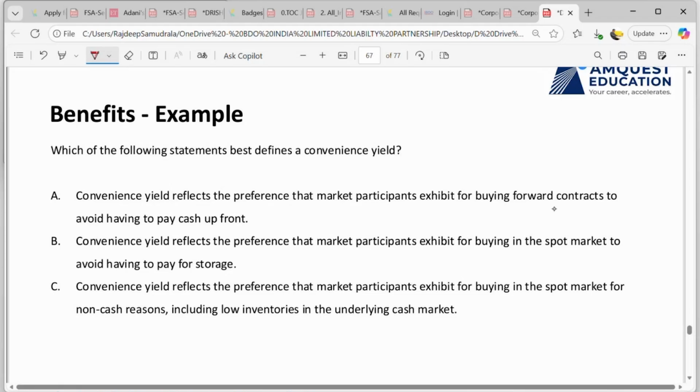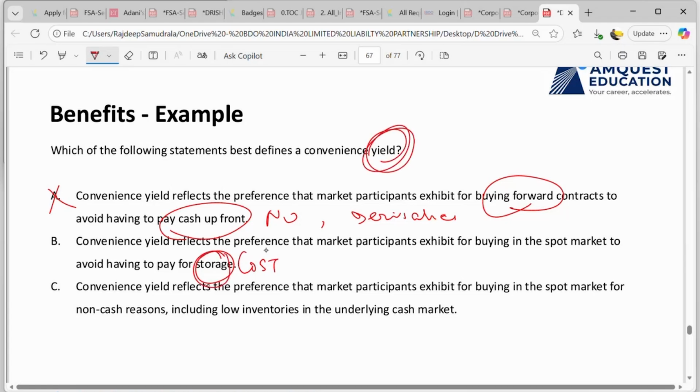Is it the preference to buy forward contracts to avoid paying cash upfront? No. That is the derivatives market. Derivatives is where I have a preference, right? So the answer is no. Next one. Is it a preference that exists for buying in the spot market to avoid having to pay for storage? Storage is again a physical, monetary cost, so no, convenience yield is not that. Storage is a cost, correct? And convenience yield is a yield. It's a different concept.